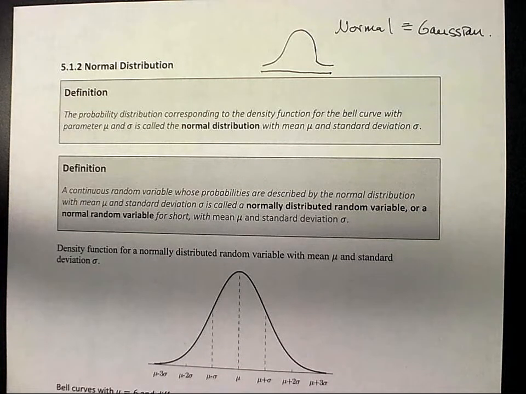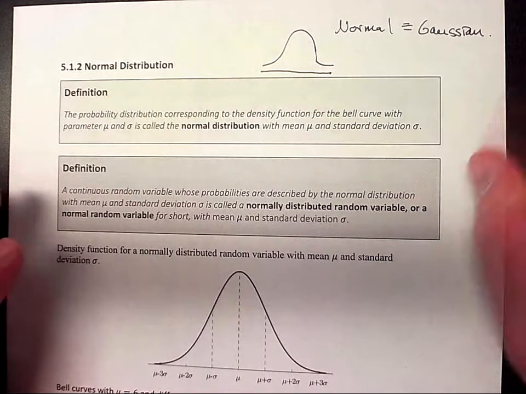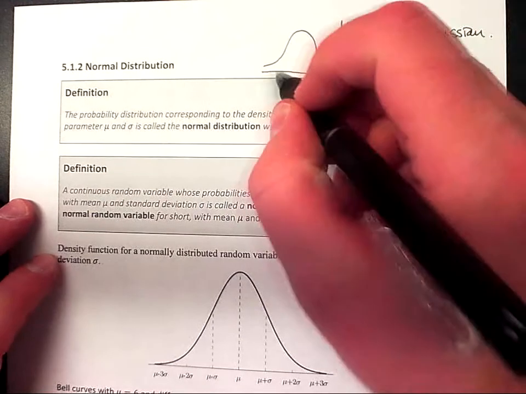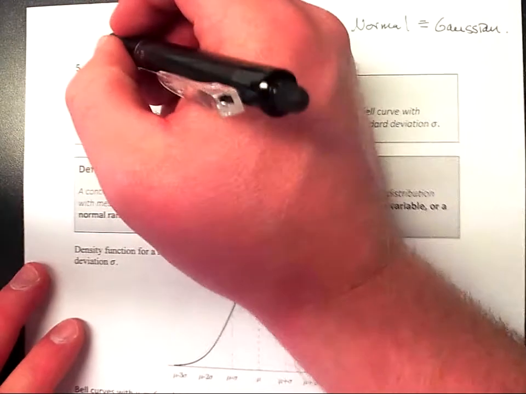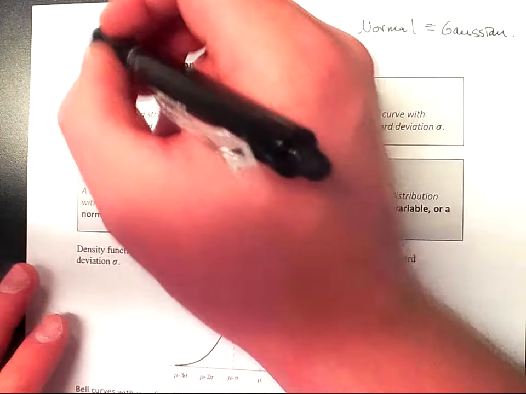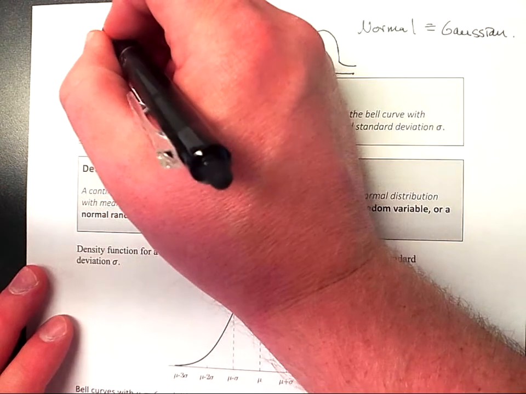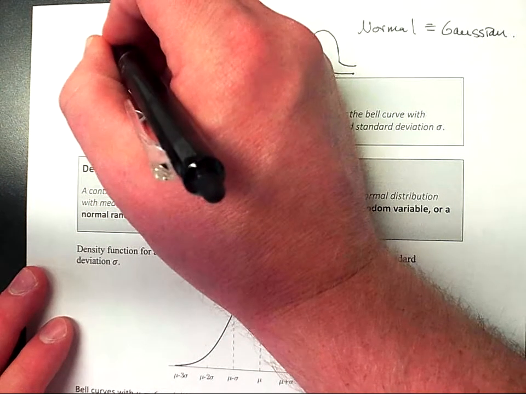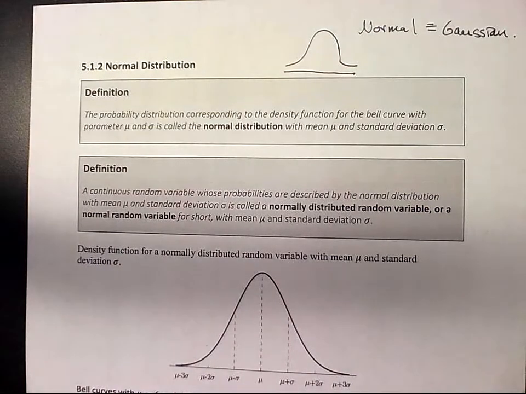All right. Then also here, a continuous random variable whose properties are described by the normal distribution with mean mu and standard deviation sigma is called a normally distributed random variable or a normal random variable. All that that's saying is this. What we have is whenever we have a set of data, like a data set, one of the things that we've always done is that we've kind of listed out the outcomes that are associated with this data set, right?